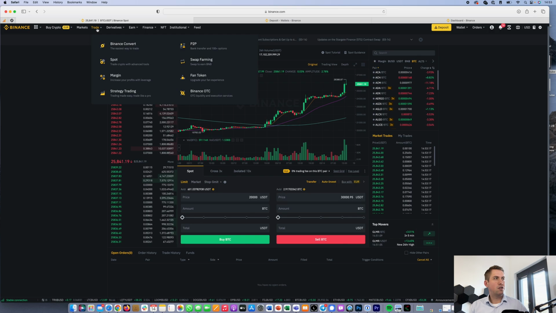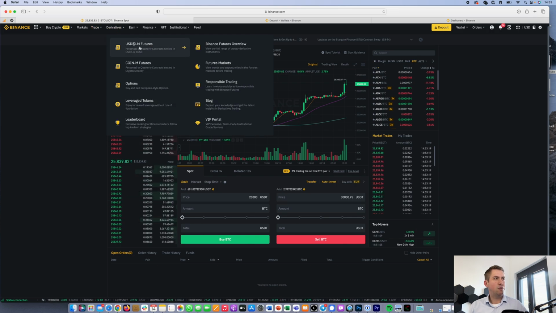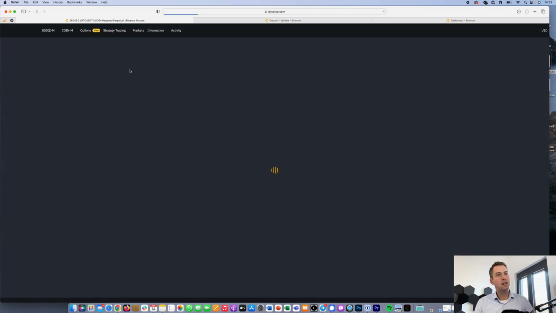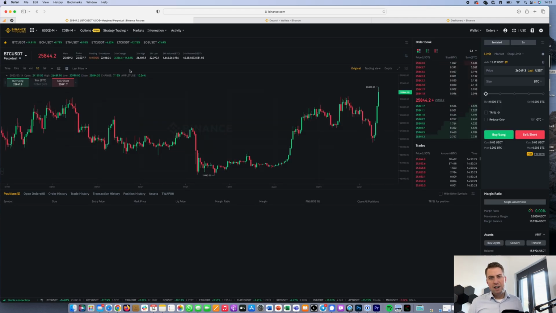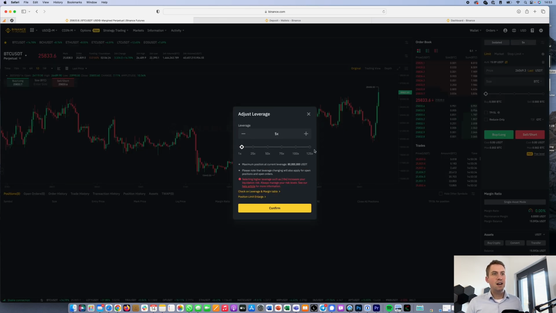You can also trade futures on Binance. Futures trading basically gives you the option to trade a contract on the price of a certain cryptocurrency. And the advantage with that is you can use leverage. So for example, for Bitcoin, you can use up to 125x leverage. I wouldn't recommend that. I would recommend not using a higher leverage than maybe 3x.